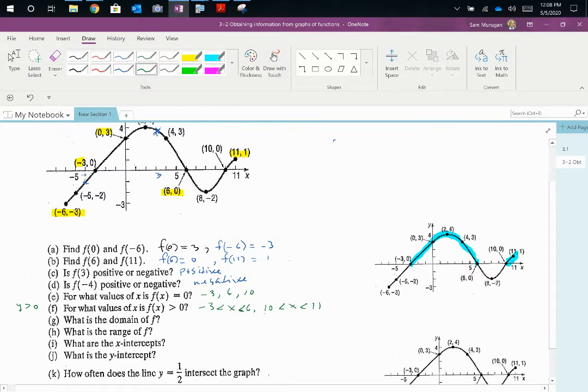The domain of the function: the smallest x value is at -6 and the largest x value is at +11. So this domain, and both are closed dots, so the domain is between -6 and +11. The range is the lowest y value to the highest y value, so the range runs between -3 and +4.